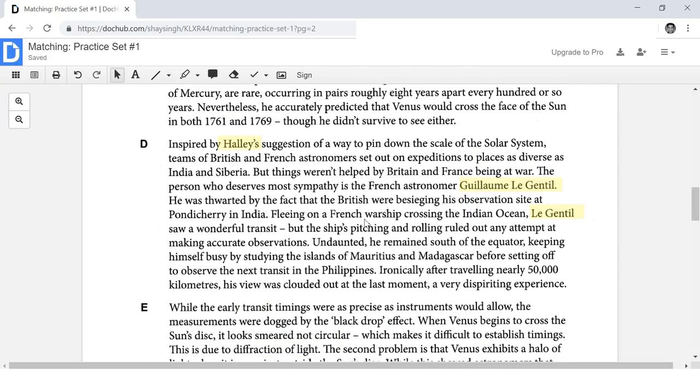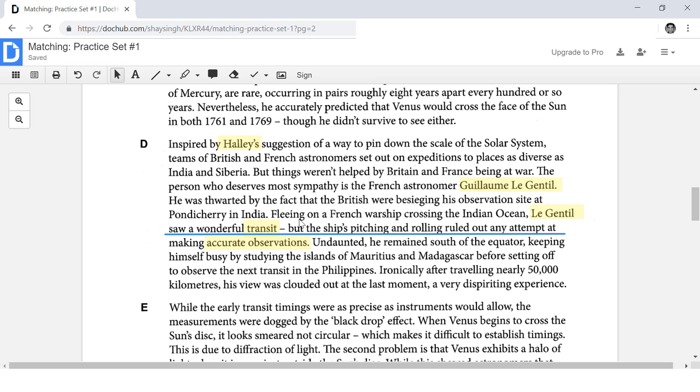So I'm not seeing anything about that here. I do see transit right here, so perhaps we're going to find our answer there. Okay, and then it talks about making accurate observations. So I have a good feeling that we're going to find our answer somewhere around there, around this area.